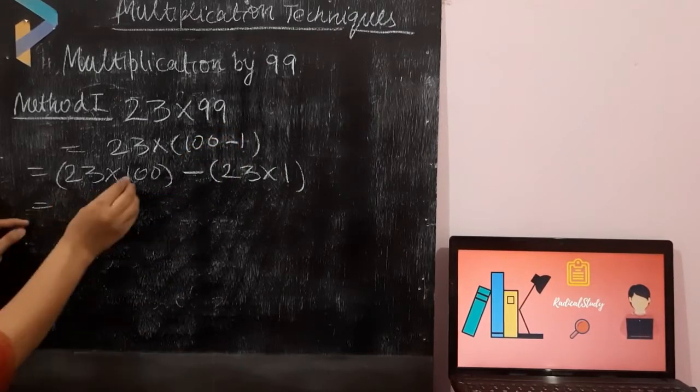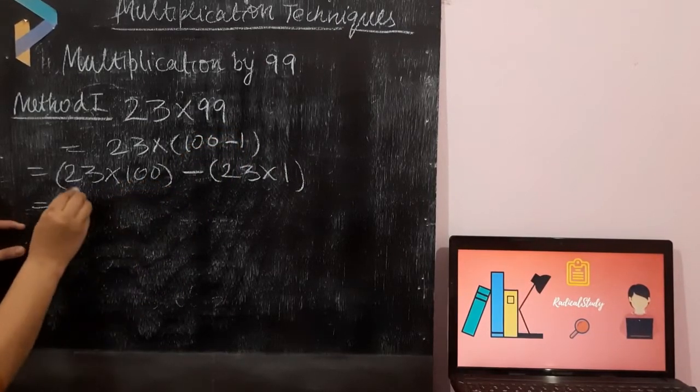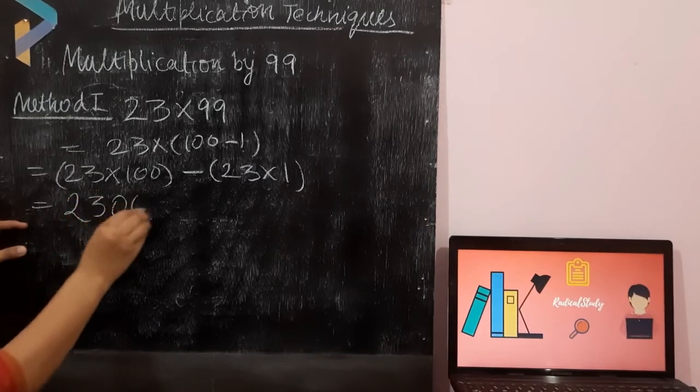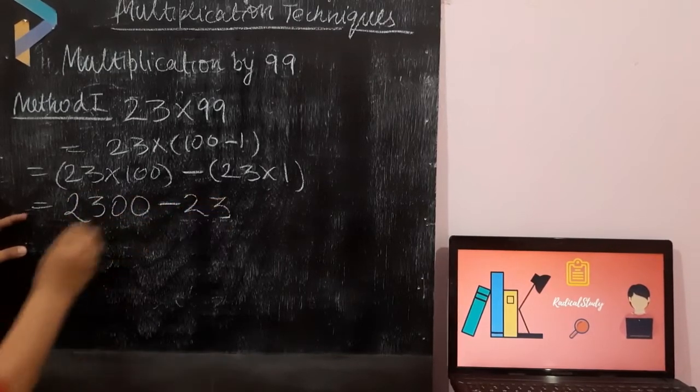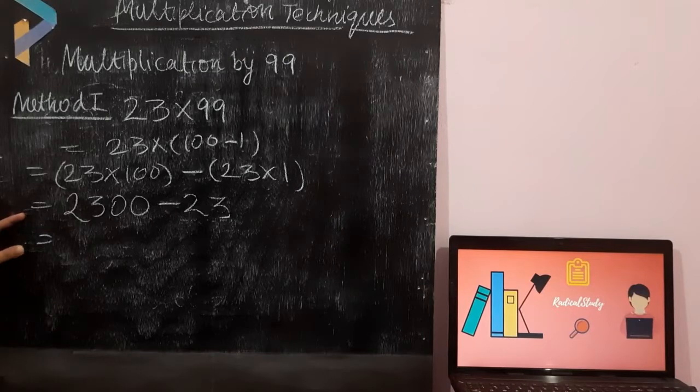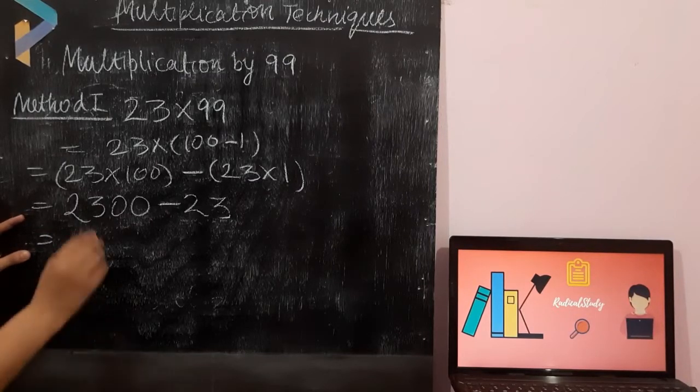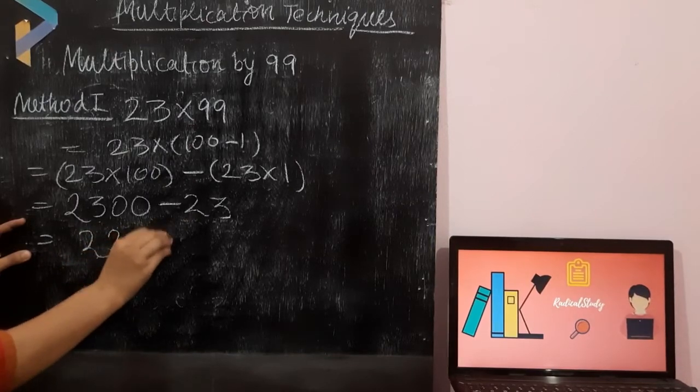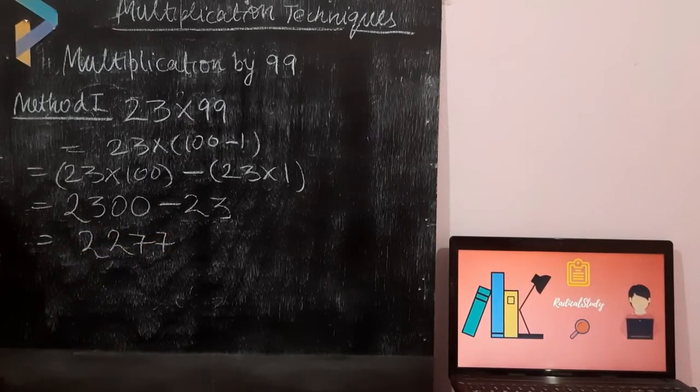So we have to count the number of zeros at the end. So it will be 2300 minus 23. Now when we are going to subtract, what will be the answer students? 300 minus 23 is 277. So the answer will be 2277.